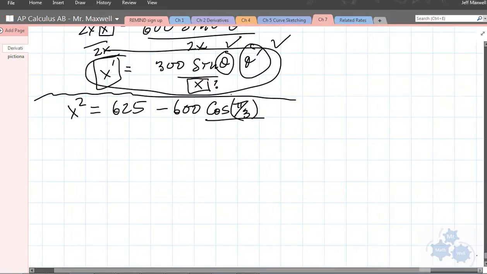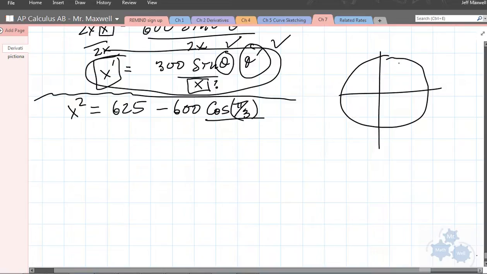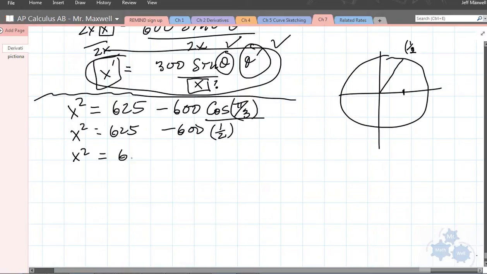Cos of pi over 3, if you think back to your unit circle really quickly, pi over 3 is 60 degrees, right here. And so the first coordinate would be 1/2. So cos pi over 3 should be 1/2. So x squared equals 625 minus 600 times cos pi over 3, which is 1/2. X squared equals 625 minus 300. X squared is 325. X is the square root of 325.